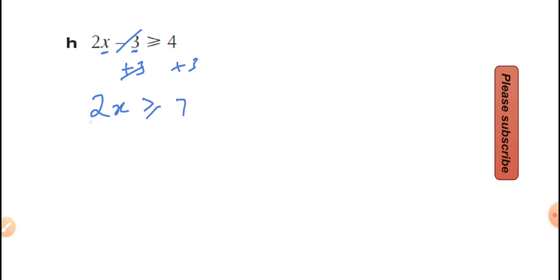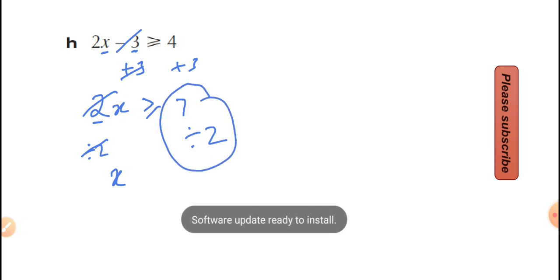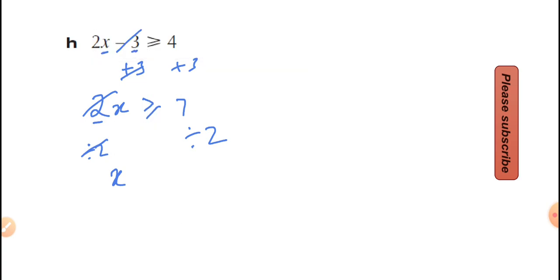Now to get the x on its own, we have to get rid of this times 2. So we divide by 2 on this side, divide by 2 on this side. So now on the left hand side, the times 2 and the divide 2 cancel out, leaving us with just x. And on the right hand side, I have to do 7 divided by 2, which is just 3.5. So x has to be greater than or equal to 3.5.